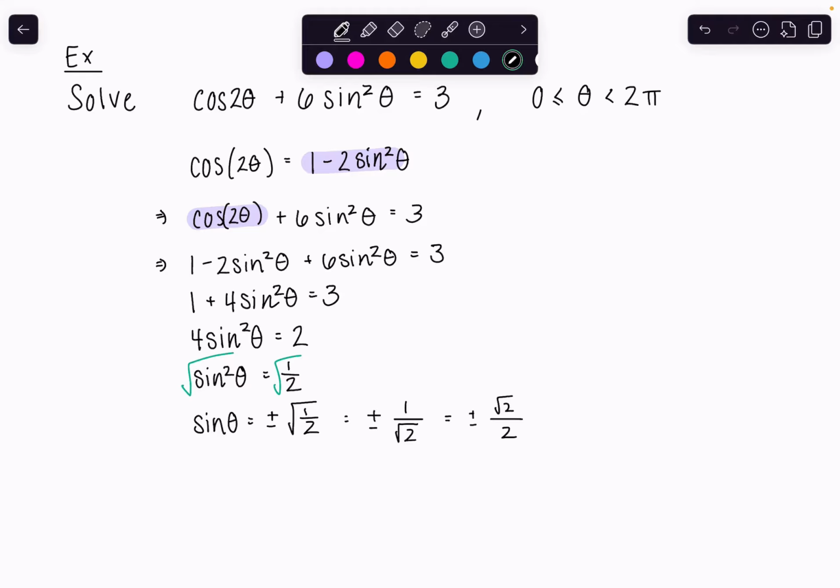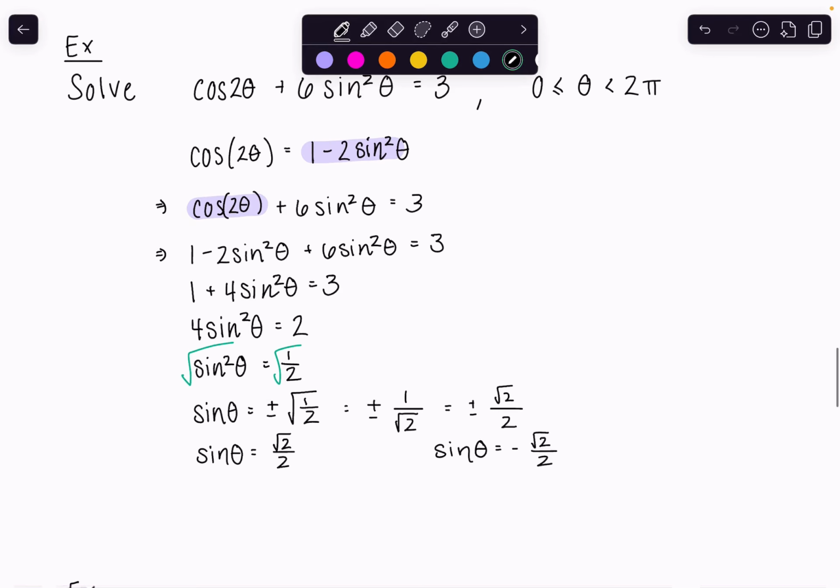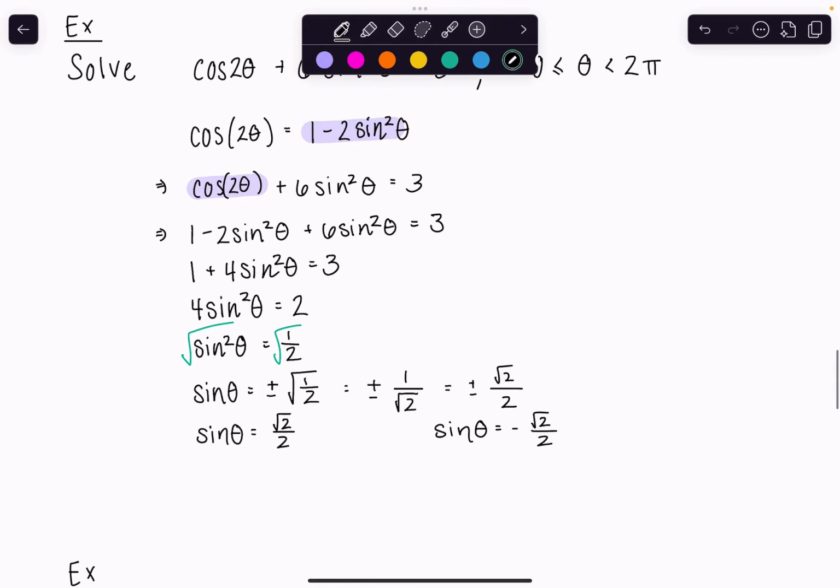Okay. So I'm ultimately looking for two equations. I'm trying to figure out where sine of theta equals positive root 2 over 2, and then where sine of theta equals negative root 2 over 2. And thankfully, I just have a theta argument. I don't have to do anything fancy. I am looking just for the values between 0 and 2 pi. These are my 45-degree angles.